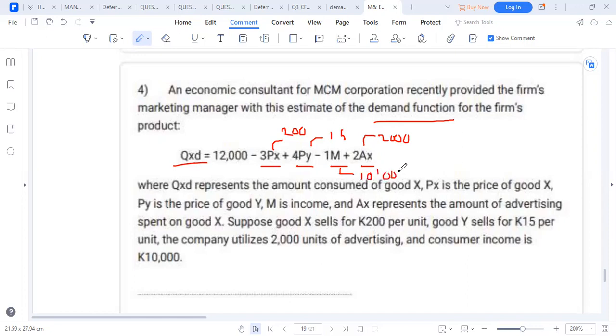What was the total you got? What is the QX? I got a quantity of 5460. Who is agreeing? 5460. Me too. 5460. Okay, great. Then what was the price elasticity of demand?